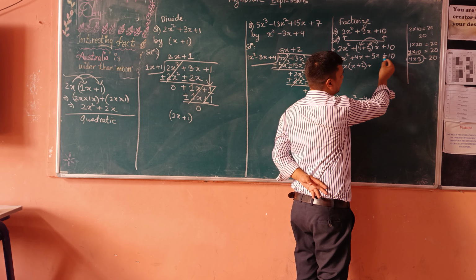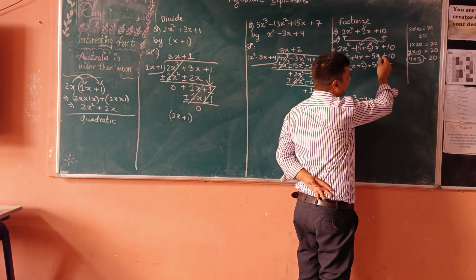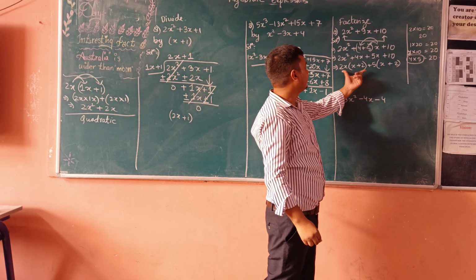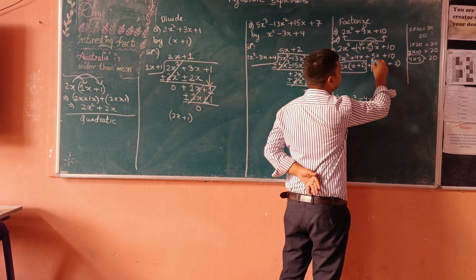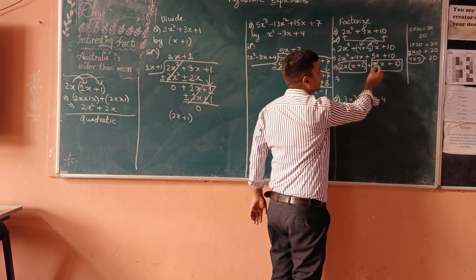Next, plus, what is common between these terms? 5x, plus 5 into x is 5x, plus how much? 5 into 2, I will get 10. Now again you can see these two terms. Is there any common you are able to identify between this and this? What is the common that you are able to see here? That is x plus 2, x plus 2.